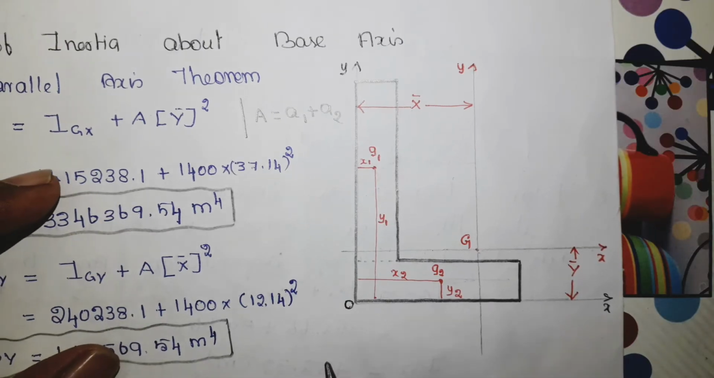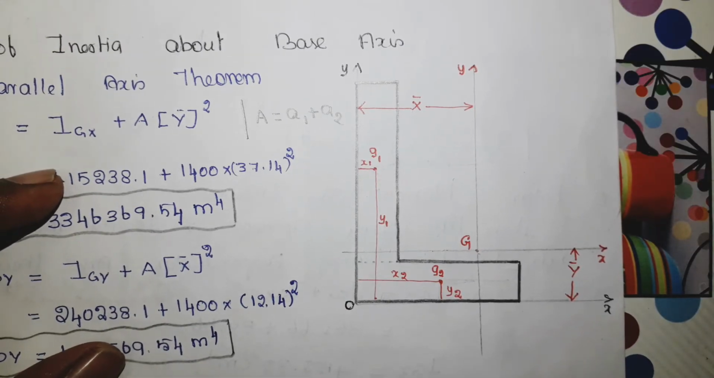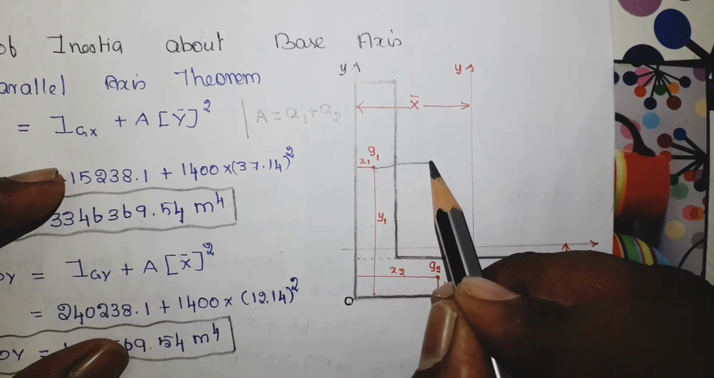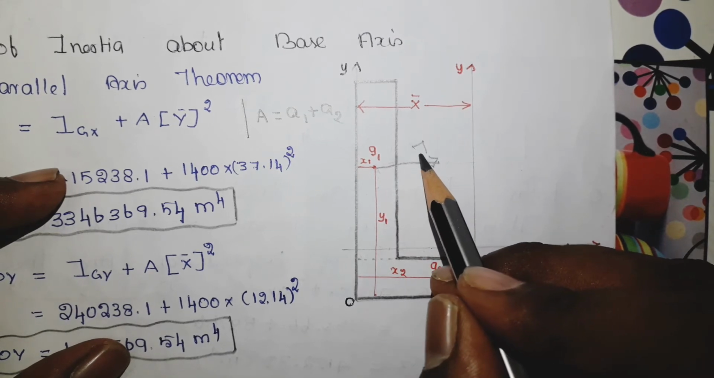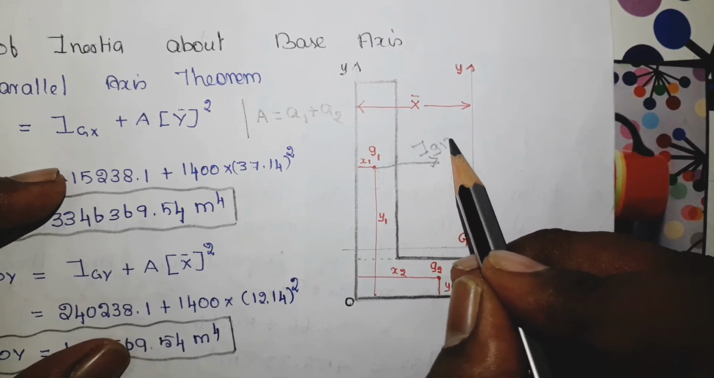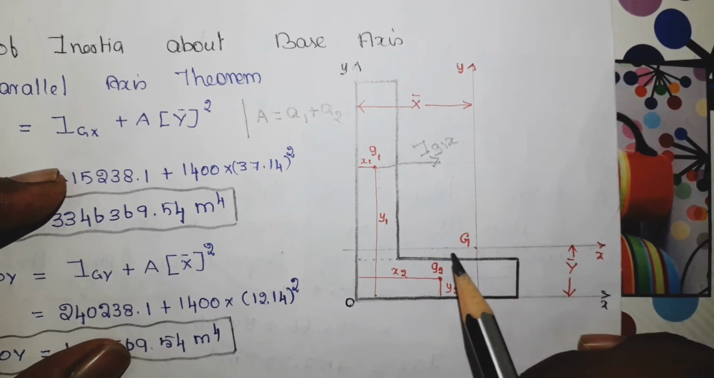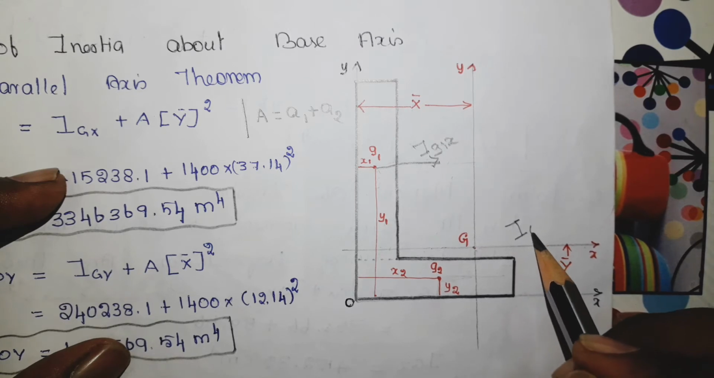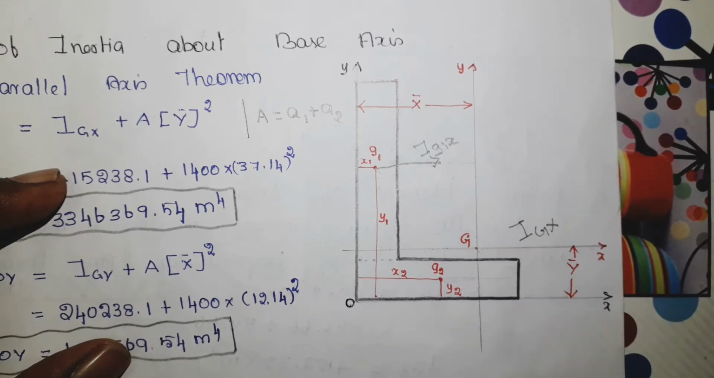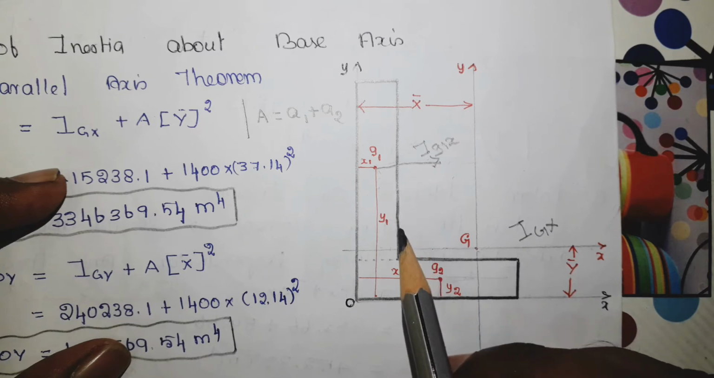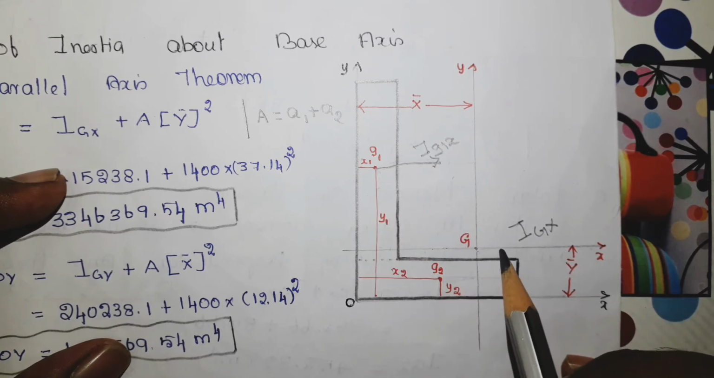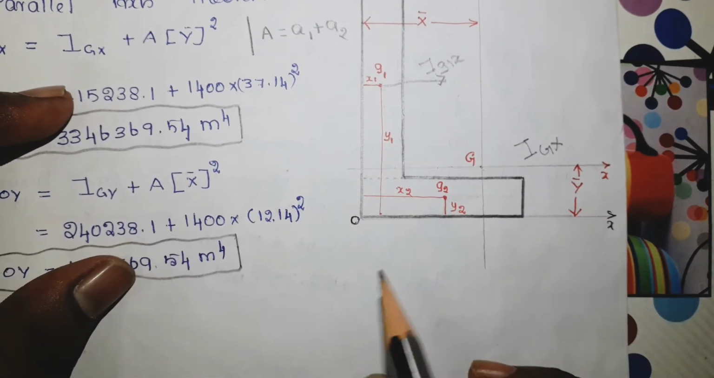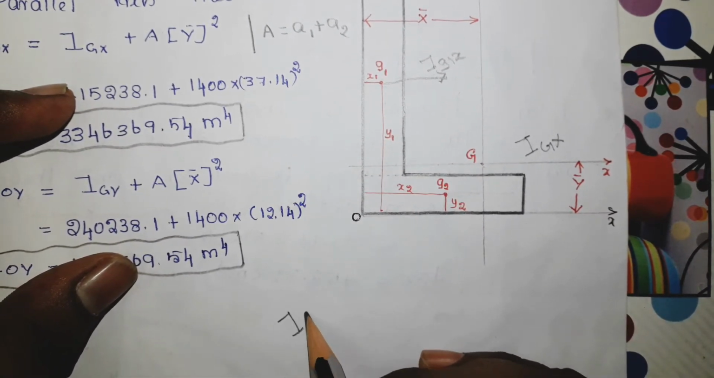Now let us go to the angle section again. So far we have calculated the moment of inertia with respect to this axis, I g1 x, and they have asked you to find the moment of inertia with respect to this centroidal axis, which is nothing but I g x. Since these two are parallel axes, I can go for the parallel axis theorem.